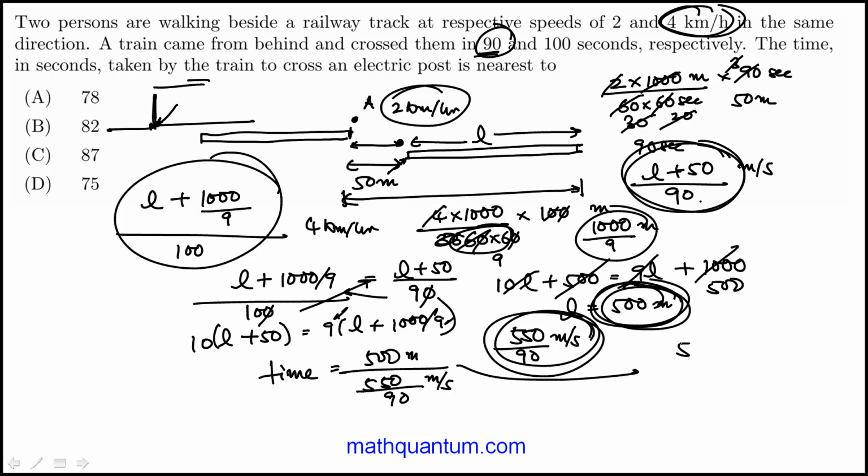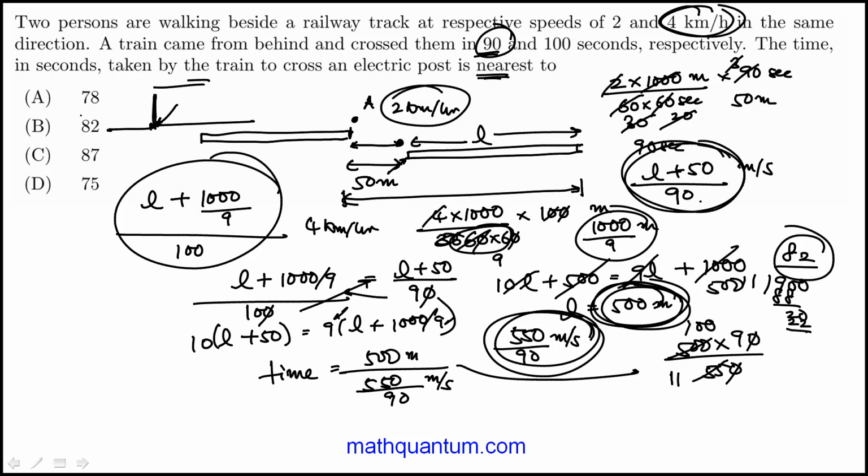And it's just about simplifying this. You'll note the question says nearest to. So I'll divide by 5. That's 100. So the answer is 900 over 11. 11 times 8 is 88, and 11 times 2 is 22, close. So the answer is 82, which is choice B.